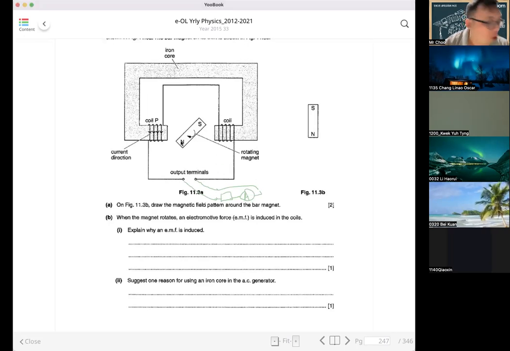So the question is this. When the north pole is approaching P, y'all listen carefully, do not be typing it out. When the north pole is approaching P, you see that there is an arrow pointing down. Why is the current pointing down? Okay, 2-mark question. This is the part B that I asked you to write just now. By Lenz's law, what happened? Can you explain? As this north pole is moving towards coil P, why would the current be in this direction? So can all of you type it out now?